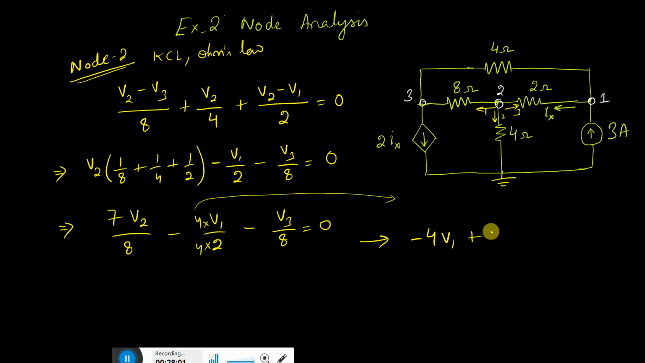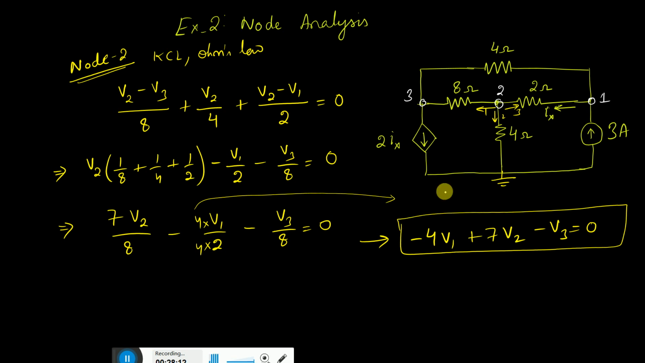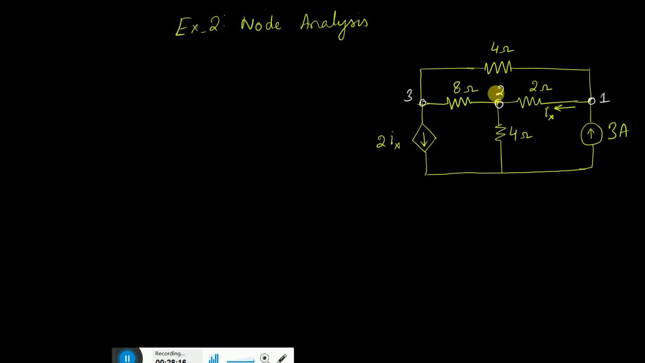Then you have 7V2, and then you have minus V3 is equal to 0. So the 8 in the denominator, 8 into 0 is 0, so that is not required. So we have got the second equation done for node 2. Like that, we can also write for node 3.